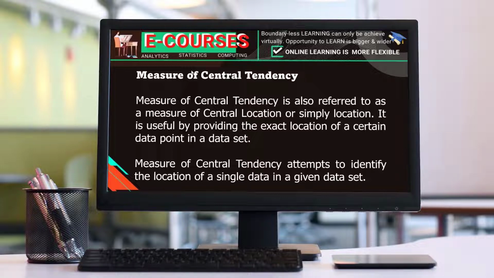Alright, so measure of central tendency is also referred to as a measure of central location or simply location. It is useful by providing the exact location of a certain data point in a data set. Measure of central tendency attempts to identify the location of a single data in a given data set. Alright, so remember the keyword here is the location of a single data.